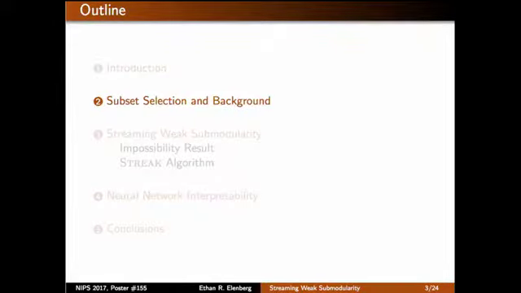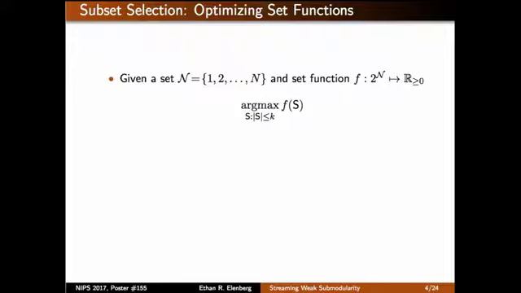First, I'll describe the relevant background for the subset selection problem. Then I'll discuss our results for streaming weak submodular maximization, and finally, I'll show experimental results for interpretable feature selection applied to neural networks.